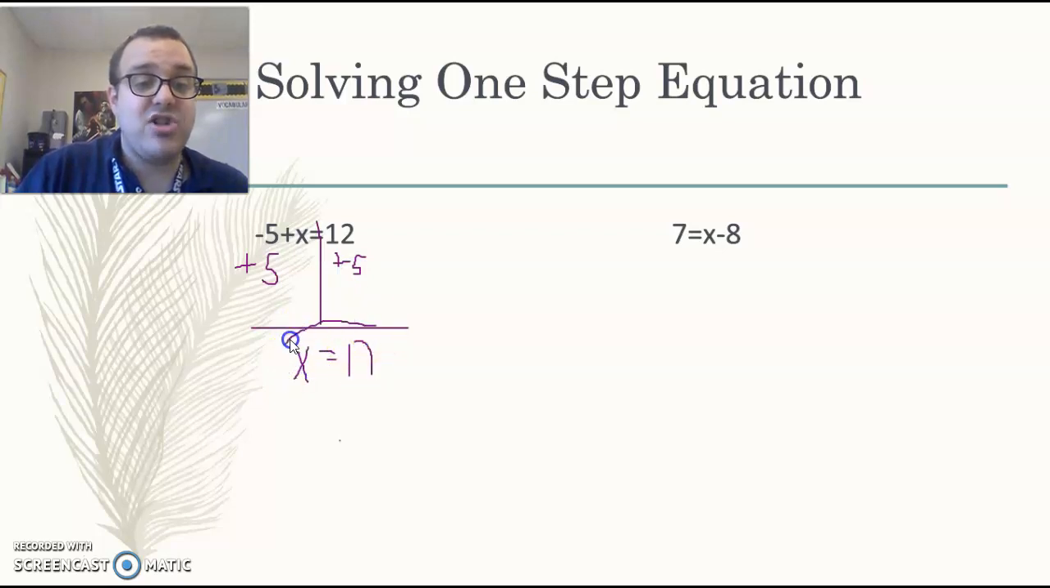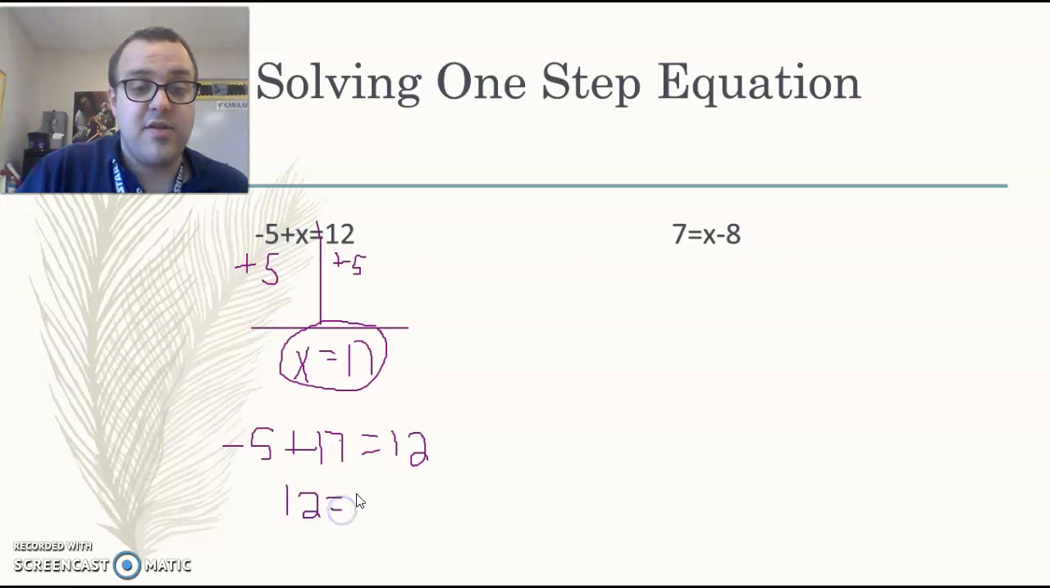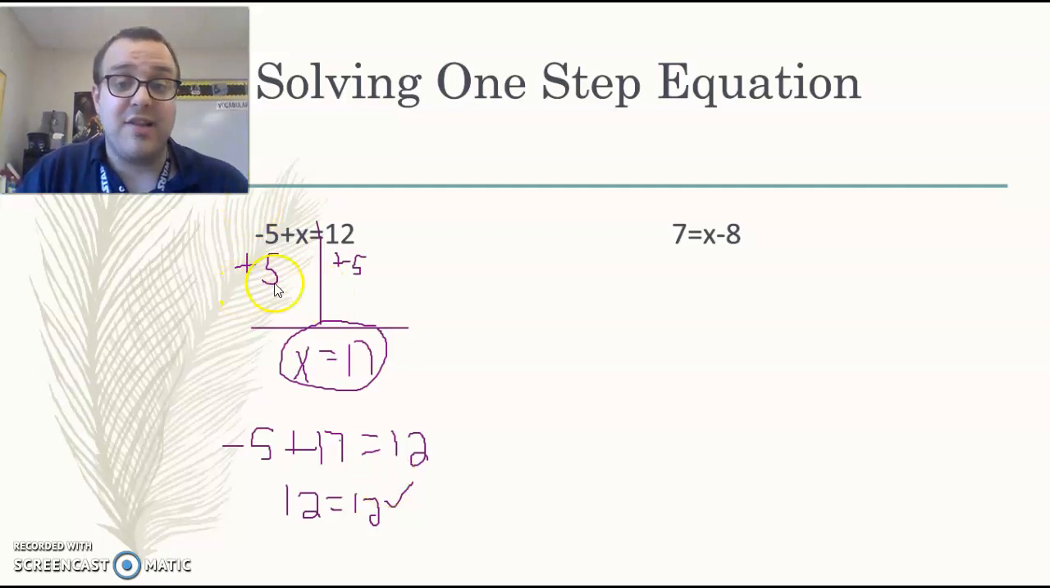And once again, my check step will help me with that. If I do my check step, negative 5 plus 17 equals 12. I got to make sure that actually equals 12. Well, negative 5 plus 17 is 12. So there we go. My check step works out. It all works. Okay, I'm good. All right, that's how I solve that.